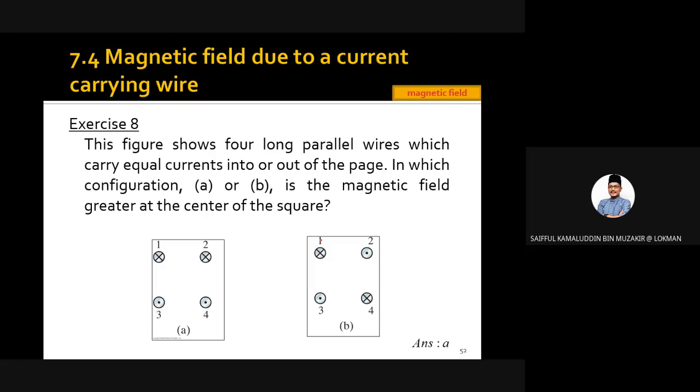Exercise 8. Okay, let's do exercise 8 over here. The figure shows 4 long parallel. This is the final slide. Be happy.